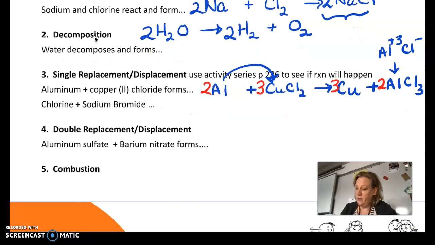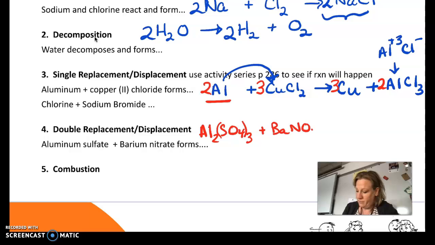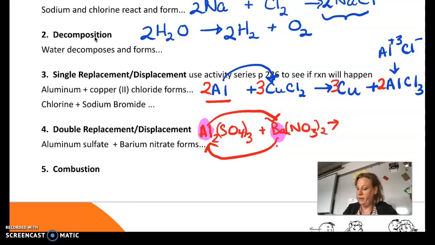Double replacement is when you have 2 ionic compounds. Different than the single replacement, where you had one single and a compound. So here we go. Aluminum sulfate, so I'm balancing charge to write this, plus barium nitrate. And then what's really happening, the way I picture it, is the 2 metals are switching. So I think of, okay, aluminum's going to go over here and be with the nitrate, barium's going to come over here and be with the sulfate.